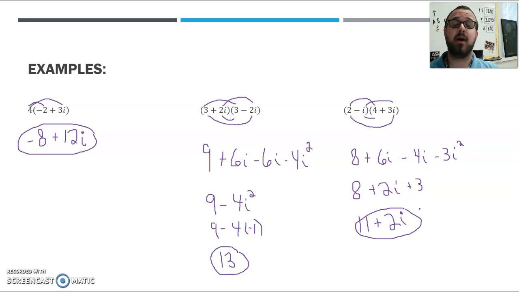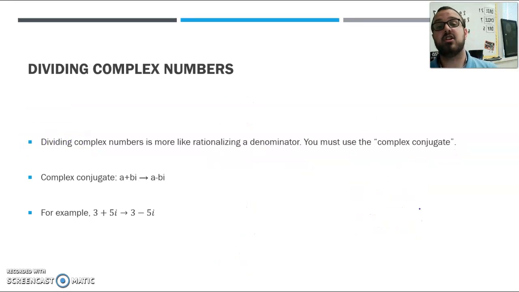That's all you have to do for multiplying. It's really, again, if you think of it like a variable, pretty much the same procedures there. Just remember that i squared equals -1. Now, division is a little bit different.